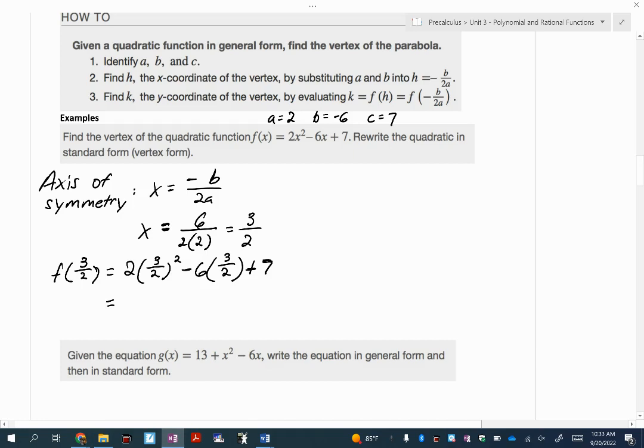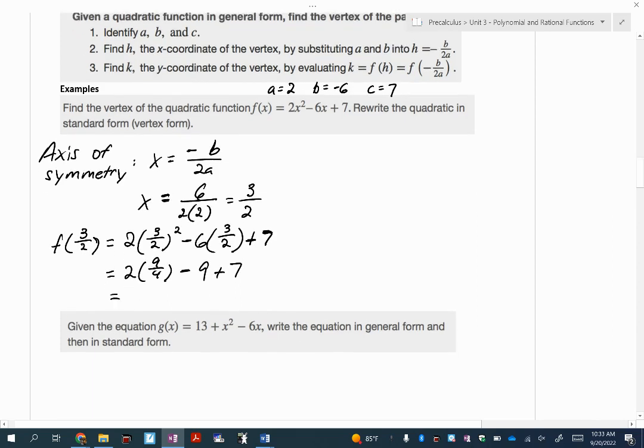So 3/2 squared is going to be 2 times 9/4 minus, this is going to end up being minus 9 plus 7. All right, so if I reduce that and make a common denominator, that's going to be 18/4, but that can be reduced to 9/2. Then this would be 18/2, and then 14/2. So if I do all that math, I get 9 minus 18, which is negative 9/2. Negative 9/2 plus 14/2 is 5/2. So that is my y value.